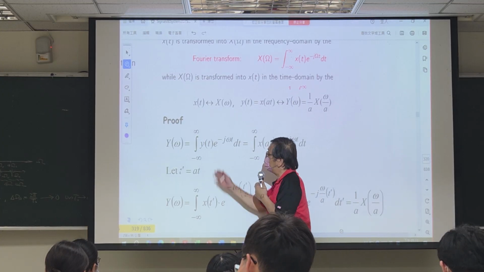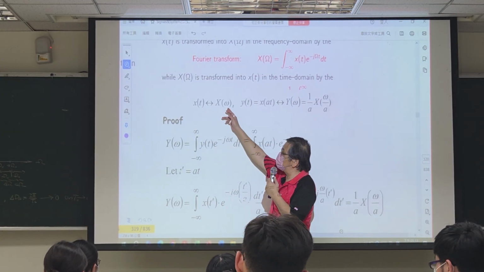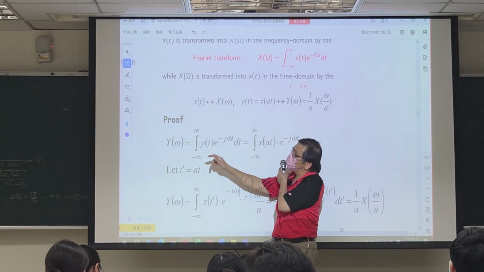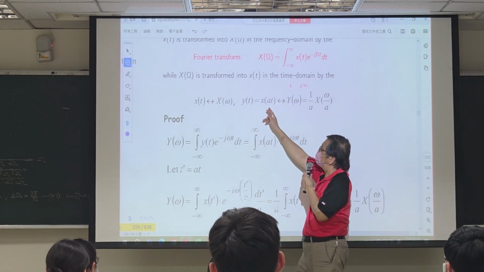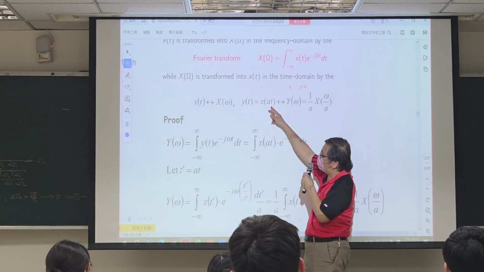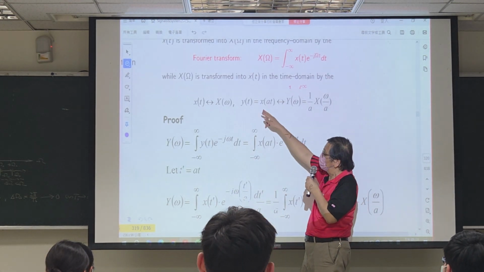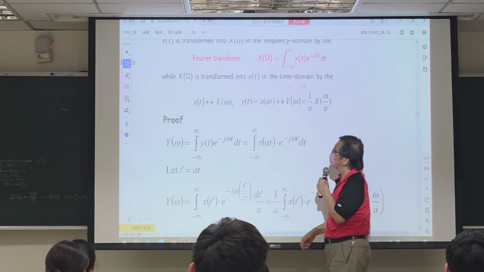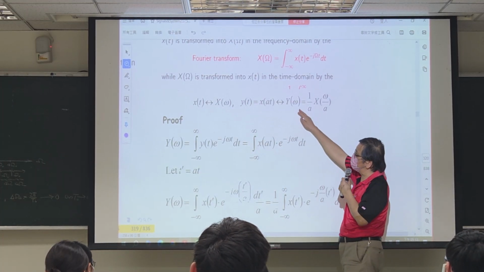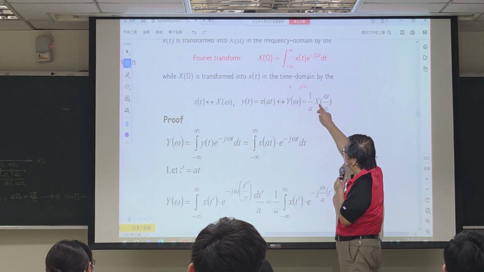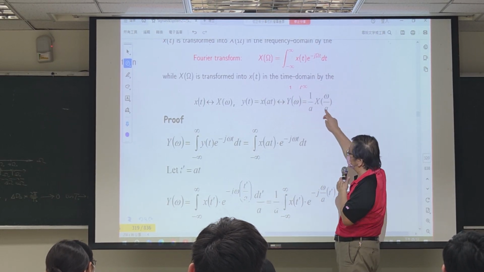Okay, suppose we have x of t and the corresponding Fourier transform is capital X of omega. Now, if we multiply t by a, so either we stretch or compress the function, and we call that y of t. So we are going to show that the corresponding Fourier transform, Y of omega, will be 1 over a times X of omega over a.